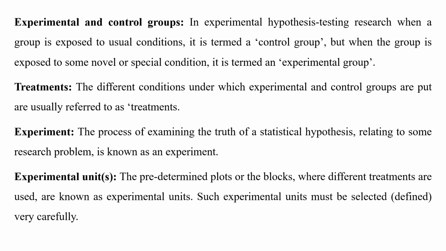Then experimental and control group. In experimental hypothesis testing research, when a group is exposed to usual conditions, it is termed a control group. But when the group is exposed to some novel or special condition, it is termed an experimental group. Then treatments. What is the meaning of treatment? The different conditions under which experimental and control groups are put are usually referred to as treatments.